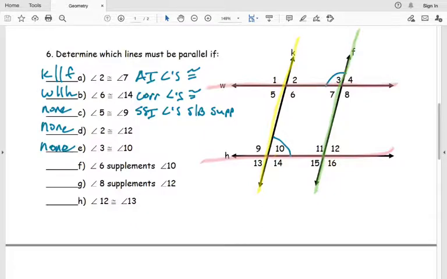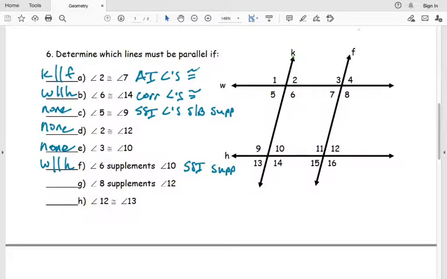Okay, next we've got angle 6 and angle 10. They're supplementary to each other. Well, those are angles formed by these two lines and this transversal. So same set of lines and the same transversal. And those are same side interior angles. So they should be supplementary. So same side interior angles are supplementary. That means that W is parallel to H.